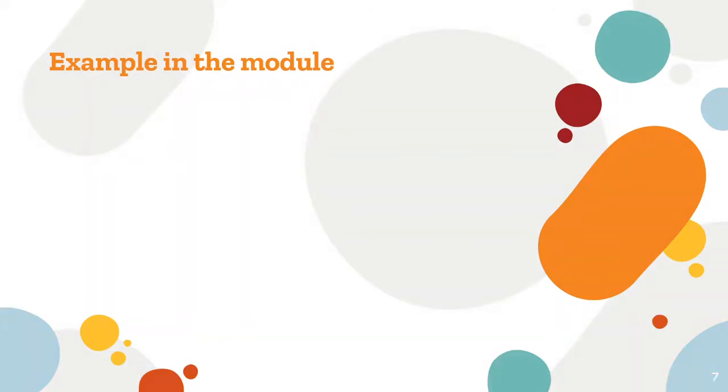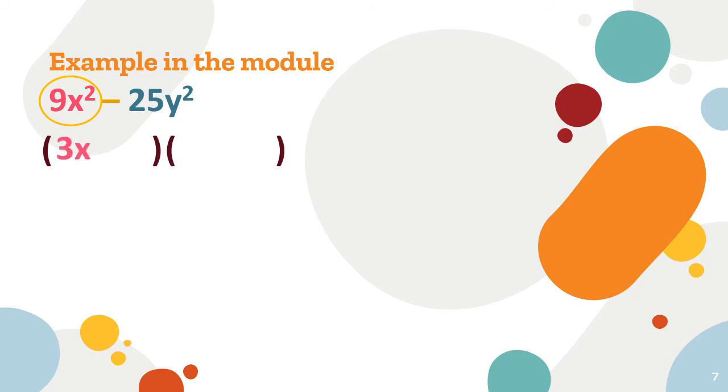Next example in the module is 9x squared minus 25y squared. So again, we will have two quantities, and let us get the square root of the first term. The square root of 9x squared is 3x. This will also be the first term for the next quantity, 3x. Next, the square root of 25y squared is 5y. So we will write again 5y for the next term.